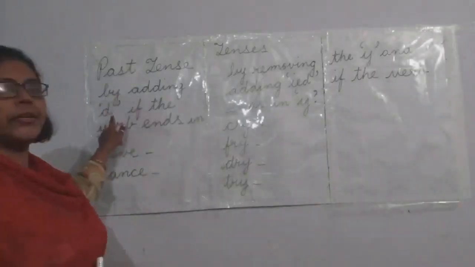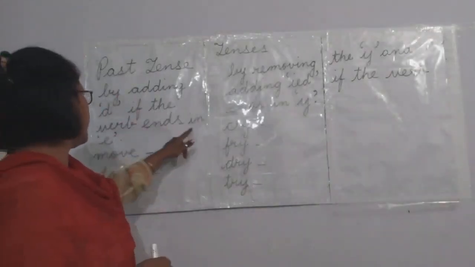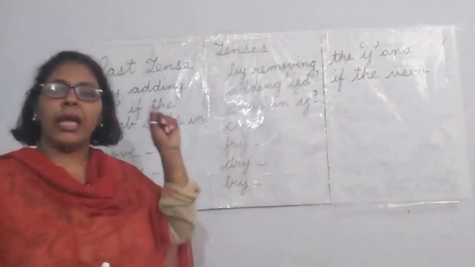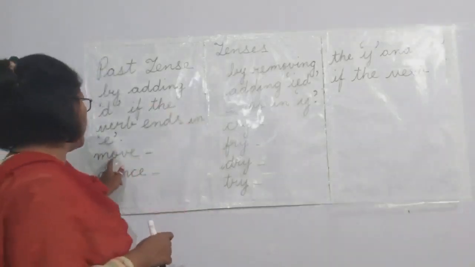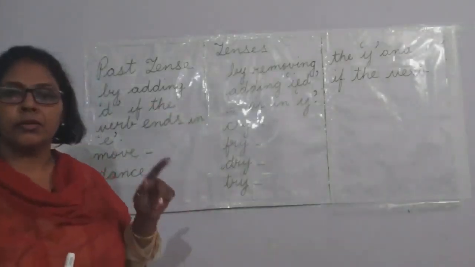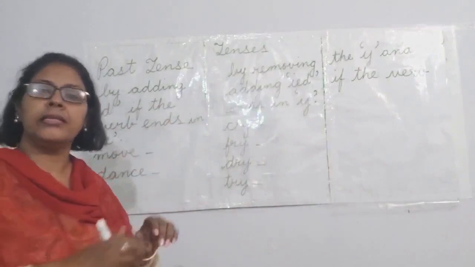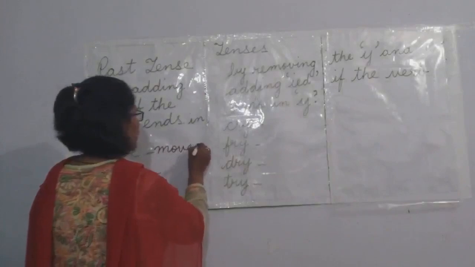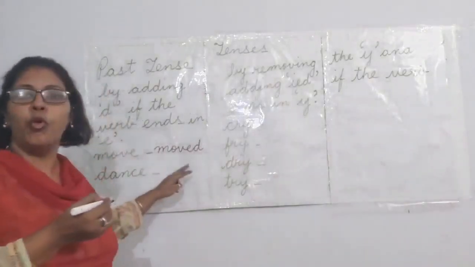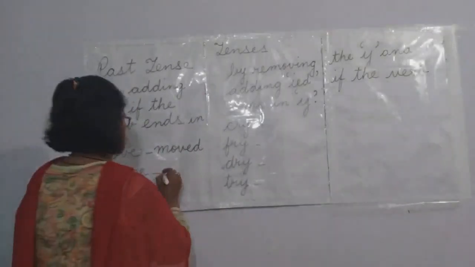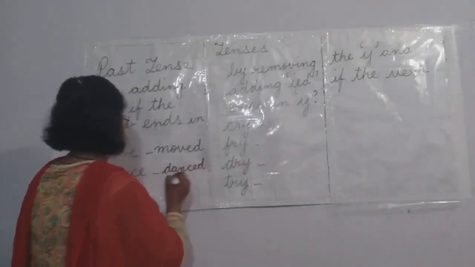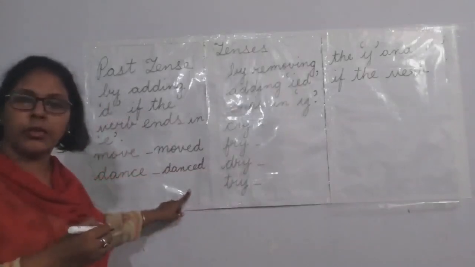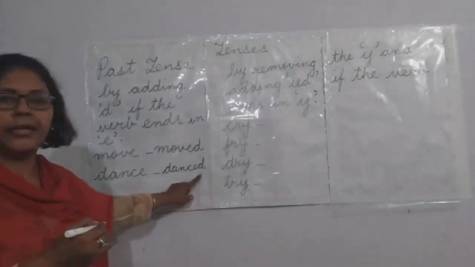By adding D, if the verb ends in E, you have to add D. If the word ends with E. So it is written here M-O-V-E. It's ending with E, so we have to write there D. It is M-O-V-E-D. Move, moved. Next one. Dance, danced. Okay, E is already there. So you have to add here D.